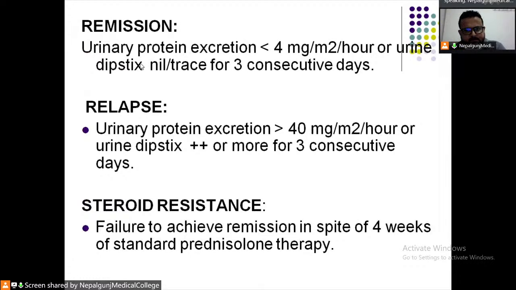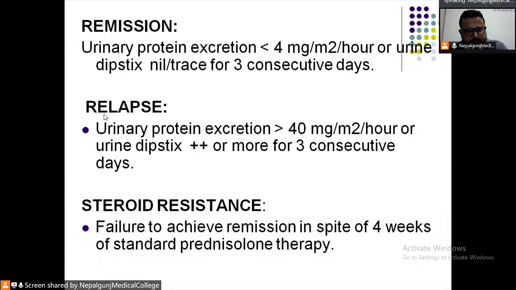So remission: if urinary protein excretion is less than 4 milligram per meter square per hour, or urine dipstick is nil or trace for 3 consecutive days, then you can say remission has been achieved in nephrotic syndrome. Most of the time, remission is achieved by prescribing prednisolone.